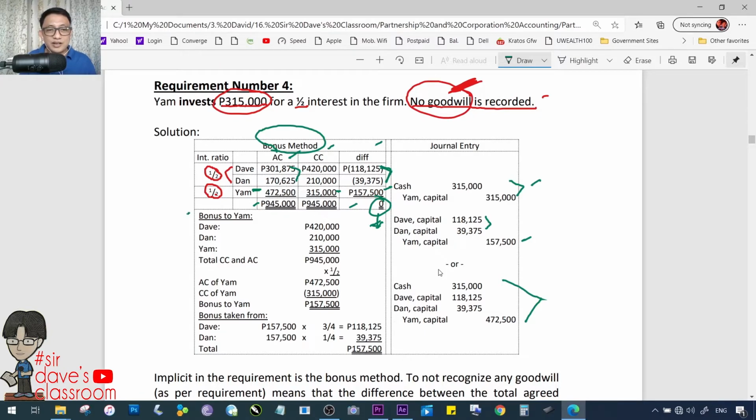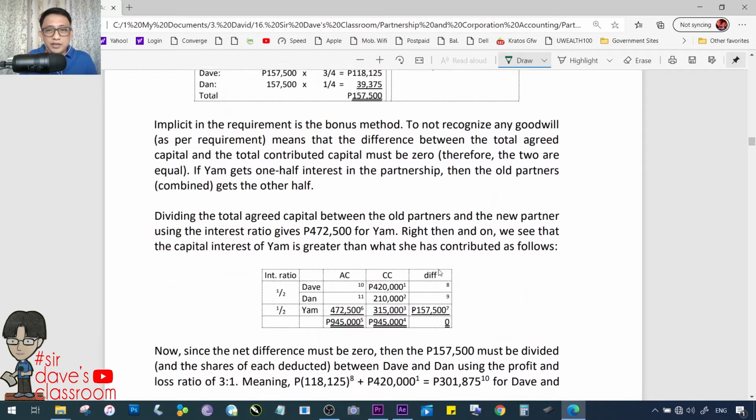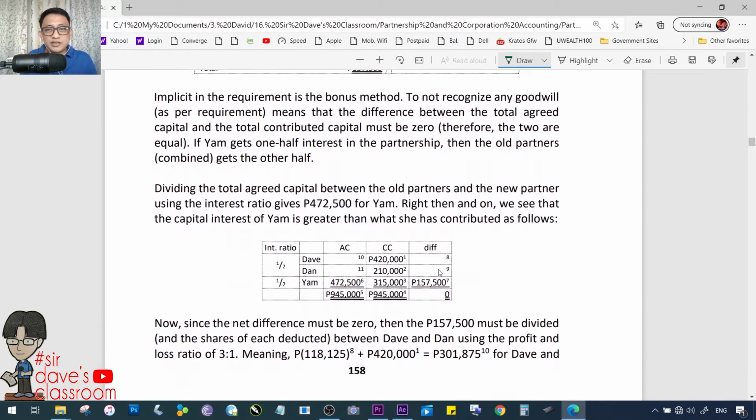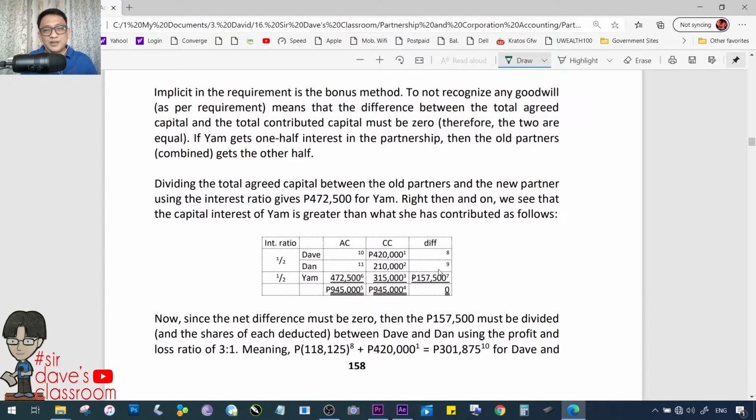So these are the computations. You can check that out for yourself. This is the essence of requirement number 4. Meron pala tayong nilagay na sequencing dito sa baba class. Okay? So you can check that out dito sa ating libro. Sabi ko sa'yo, okay yung book natin eh. Okay na okay. So while you're holding the book and your Sir Dave guiding you through our YouTube discussion, there's no reason kung bakit hindi mo maiintindihan yung partnership accounting mo.